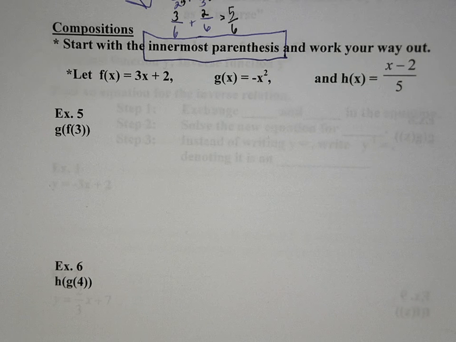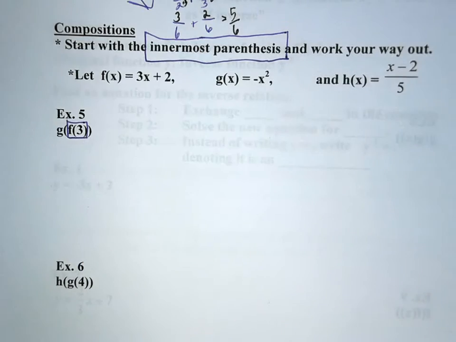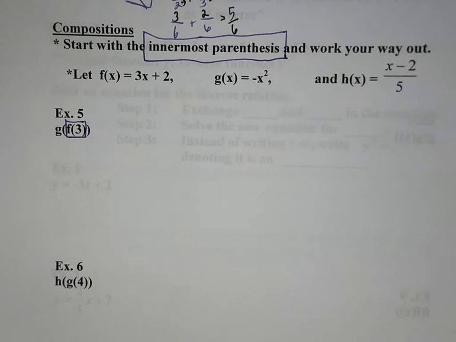On example 5, what is on the inside? Okay, and 3 goes with F in this case. Would you guys all agree? Because you have F of 3. Okay, so what do you think I'm going to do with that? Good. First things first, we're doing our innermost parentheses.